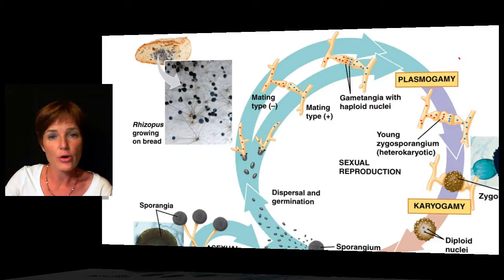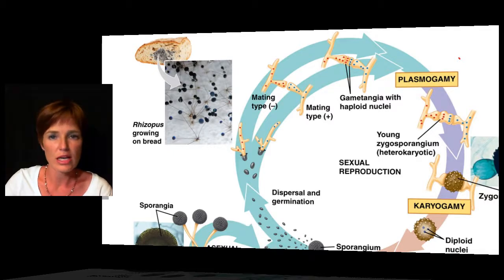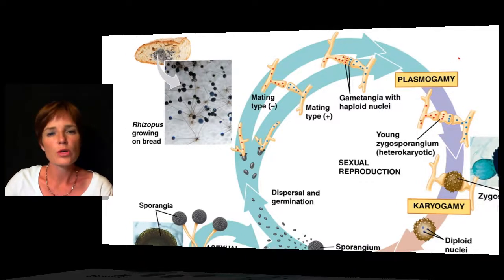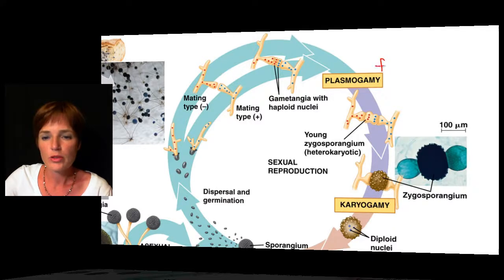With the Zygomycota, in order to have sexual reproduction, we need two different strains that can mate with each other. We tend to call these a positive mating type and a negative mating type. These will secrete pheromones, which are chemicals, so that they can recognize each other. And then once they recognize each other, they will grow towards each other so that they do come together and we will get plasmogamy. Plasmogamy would be fusion of the cytoplasm.